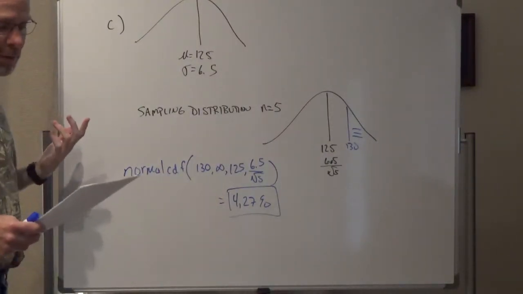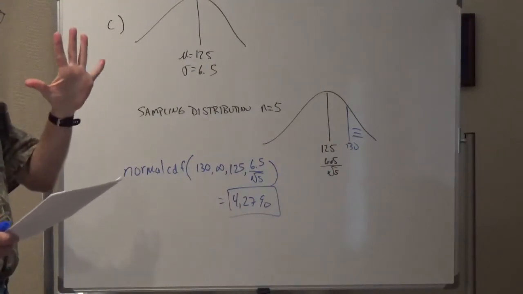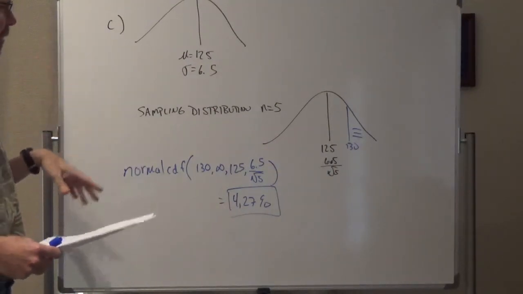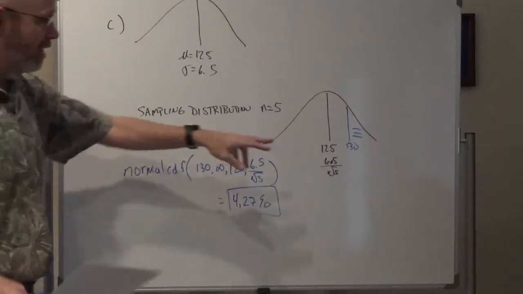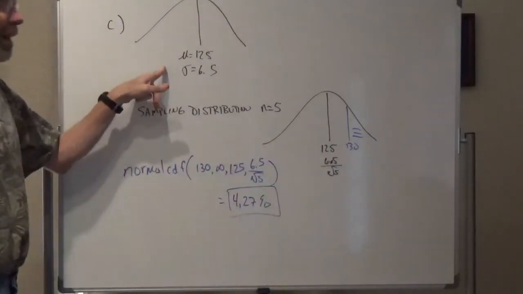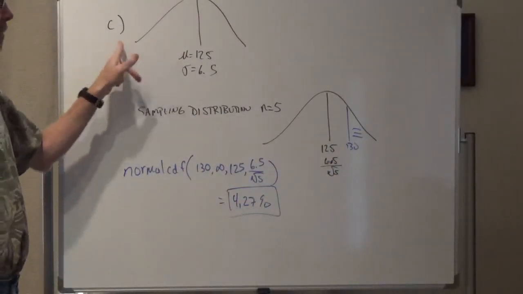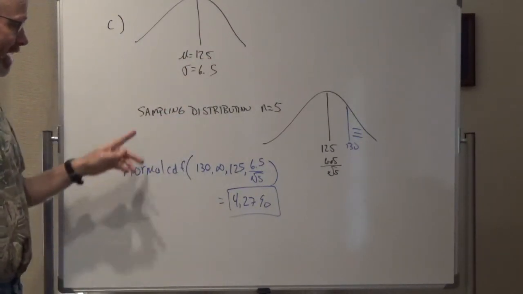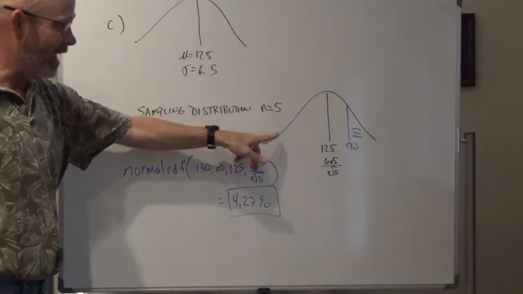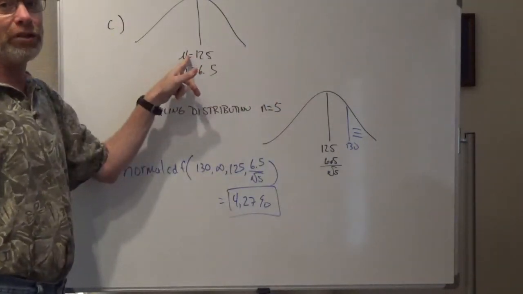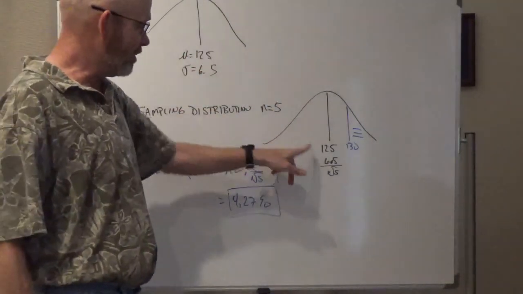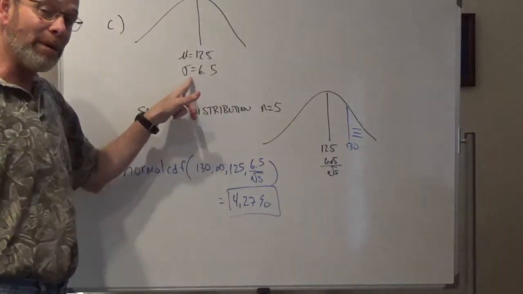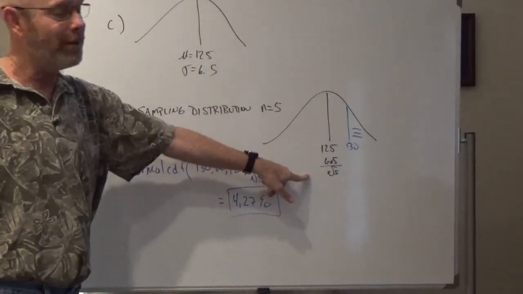It said, what's the probability that a randomly selected sample of 5 cars will have a mean stopping distance of greater than 130 feet? So this is my population. Remember, normal population, mean of 125, standard deviation of 6.5. The sampling distribution for a sample of size 5 is going to have the same mean as the population. And the standard deviation is going to be 6.5, the population standard deviation, divided by the square root of n.